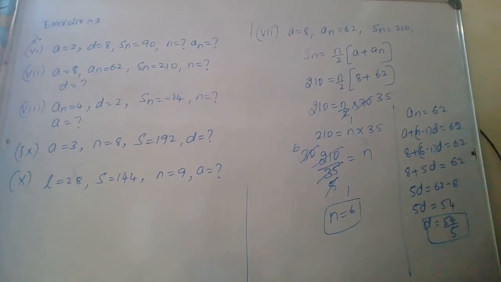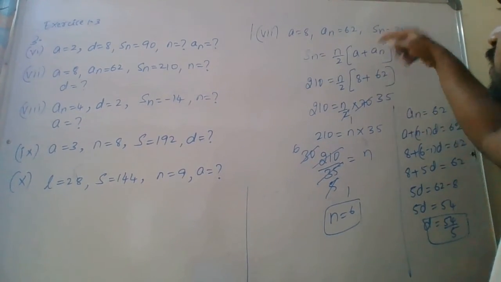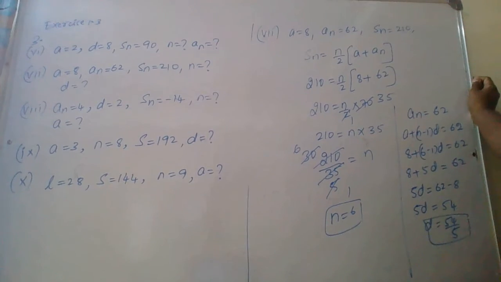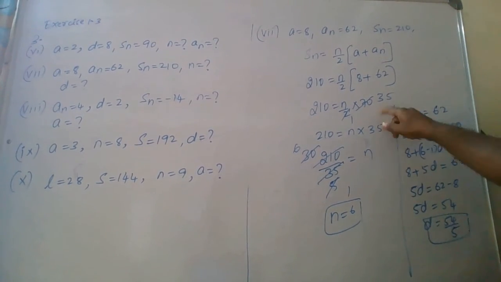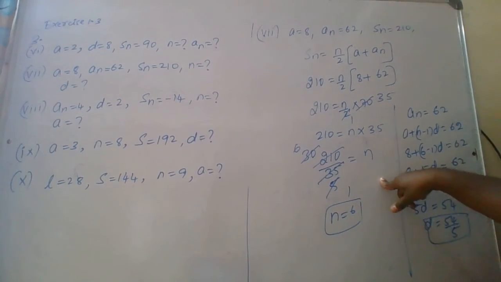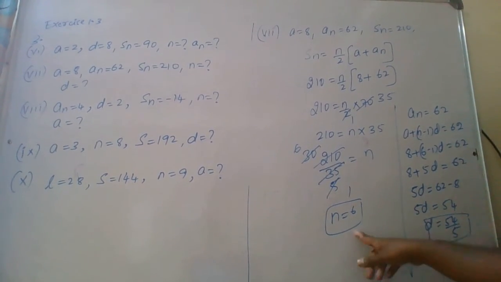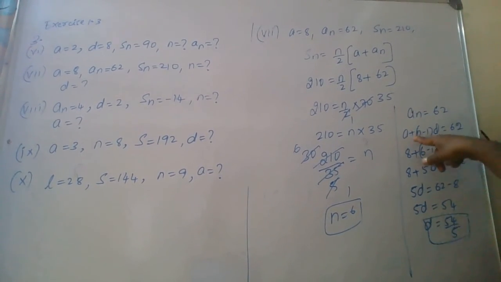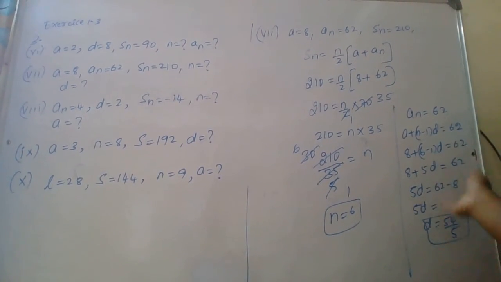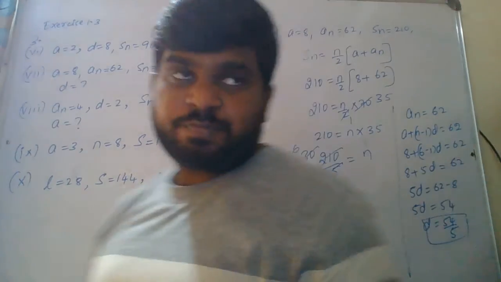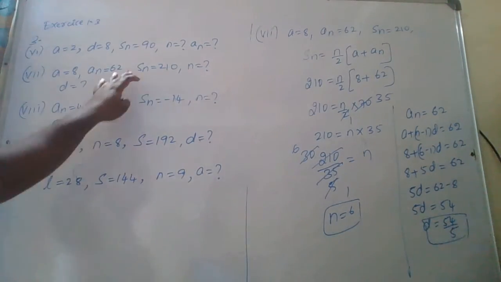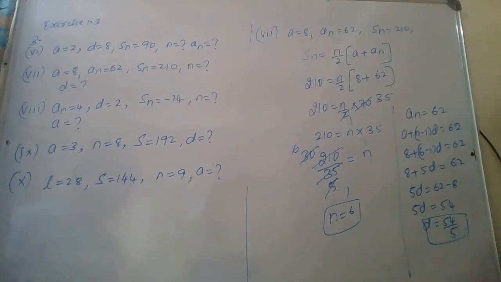So Sn we have used because we know the first term and the last term, right? So let's use that formula. So 70, 2 ones are 2, 35s are, cancellation. Transpose 35 to the other side. So you'll get it. 35 ones are 35, 35 sixes are 210. So n value is 6. Then take an formula: a plus n minus 1 into d. n is 6, 6 minus 1 is 5. You solve it, you will get the value of d. So in this question, we have found the value of n and d.